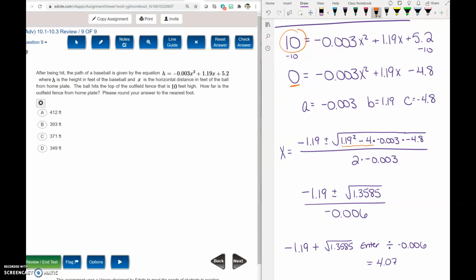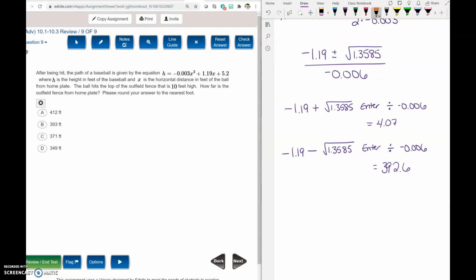I did this stuff in my calculator to get this 1.3585. Here's the kicker. You have to do negative 1.19 plus that square root, hit enter, then divide by the negative 0.006. Do negative 1.19 minus the square root, hit enter, then divide by the negative 0.006. The two answers I got are 4.07 and 392.6. That one looks like the answer that we want, and that rounds to 393 feet.